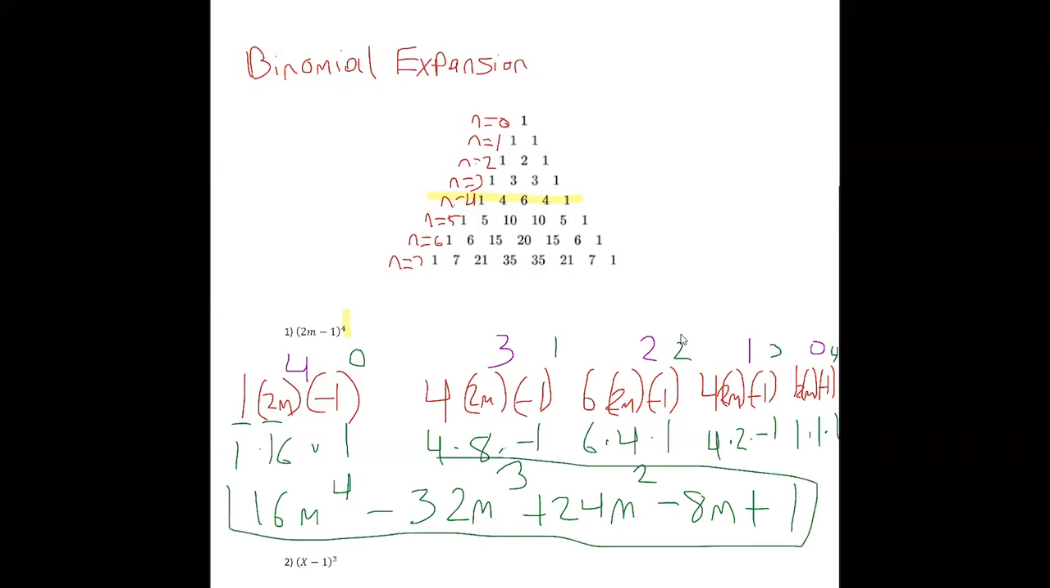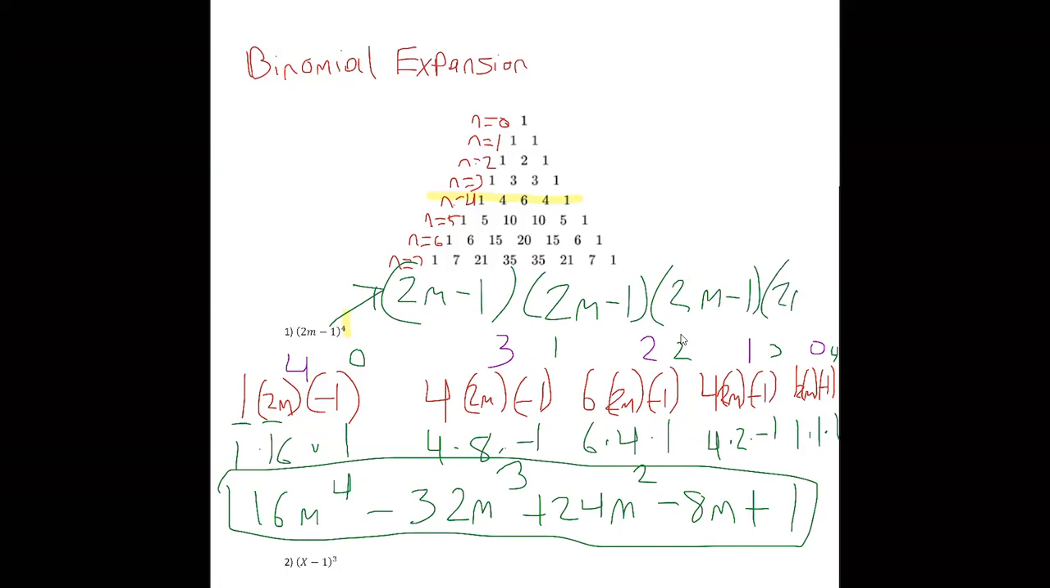And you might debate me, but I would argue that that is much faster than having to FOIL this out. Maybe if you're the world's fastest foiler or multiplier, maybe that is faster. I'm not sure. But personally, there are ways to speed up this binomial expansion process.